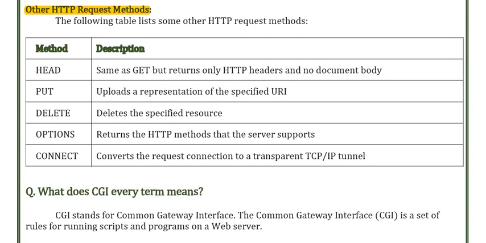Other HTTP request methods are given here in this table. You can take a snap of this one. HEAD is for the header section. PUT means the upload section. DELETE means the deletion section. And OPTIONS returns the HTTP methods that the server supports. And CONNECT is for the connection by the TCP/IP tunnel.